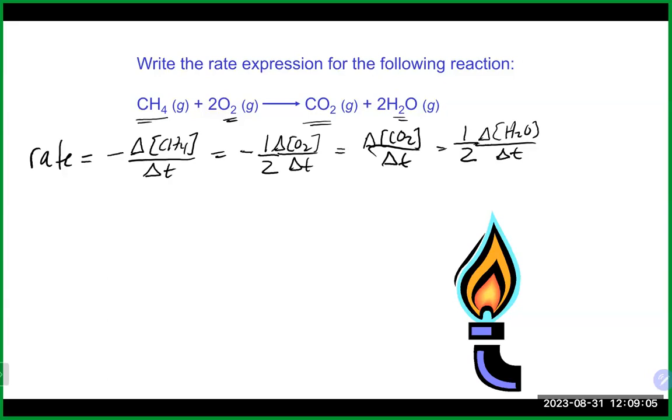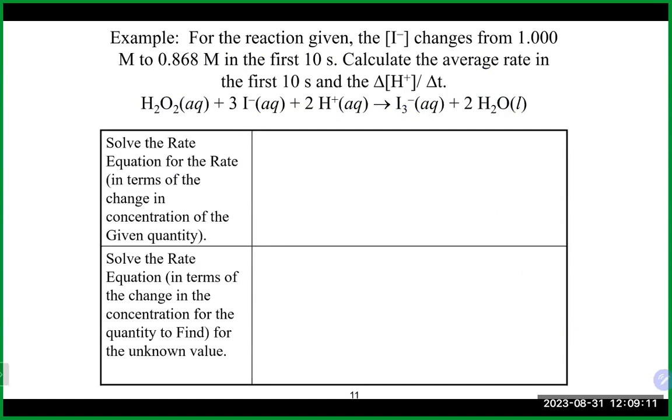All right, so let's take a look at one where we are going to do a calculation and maybe figure out some things. So why don't you give this a go? For this reaction, the concentration of I minus changes from 1 molar to 0.868 molar in the first 10 seconds. Calculate the average rate in the first 10 seconds. Yeah, so let's take a look and see how you're doing. In this case, we're given some information about I minus.